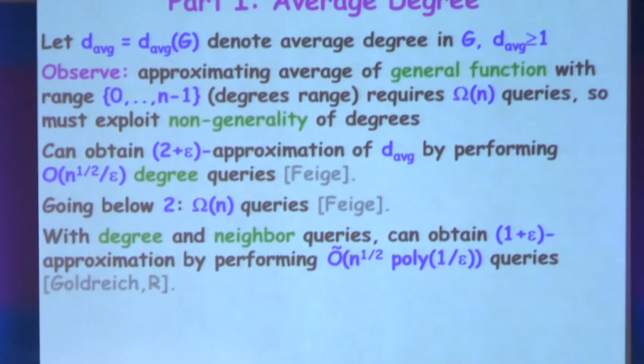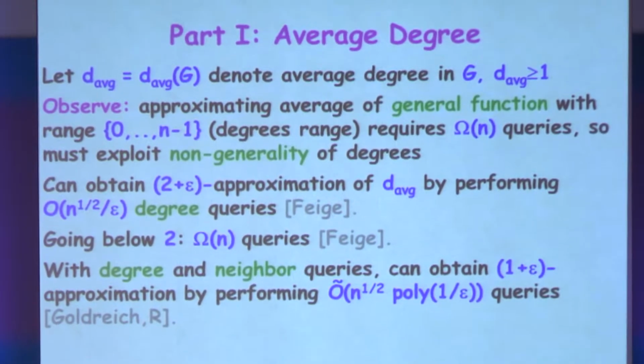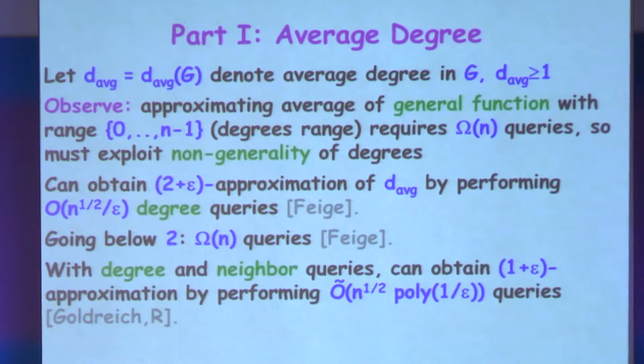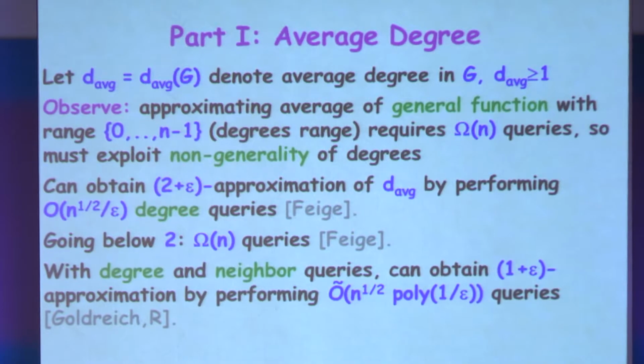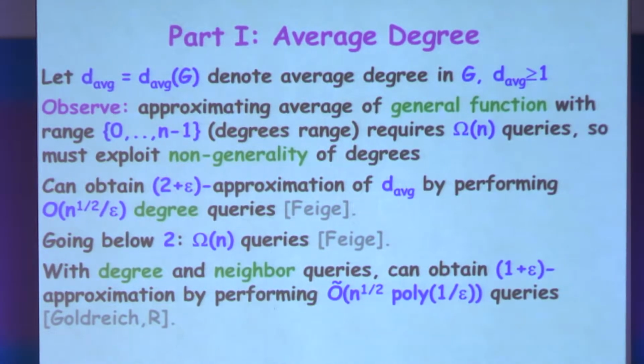That was the type of queries that I allowed also. So in the work with Goldreich, we considered asking both degree queries and neighbor queries, and then we show we can go below 2. We can get, basically, as good an approximation as we want. We'll pay for that: a 1 plus epsilon approximation, and the dependence on n there is just another log factor.